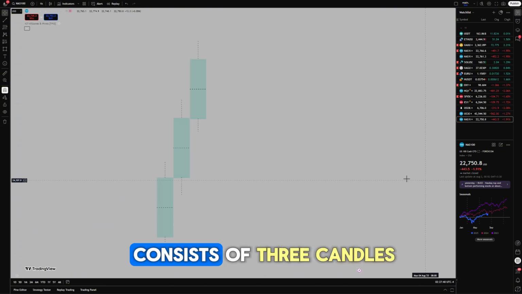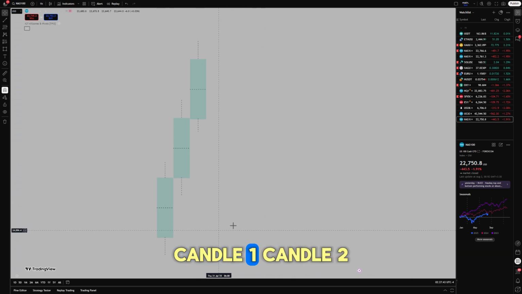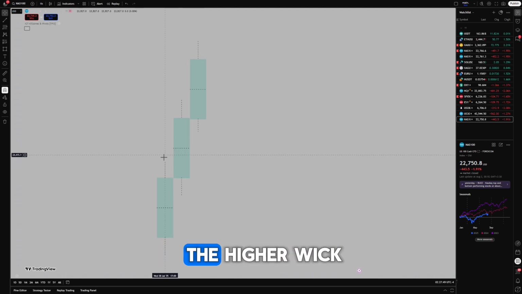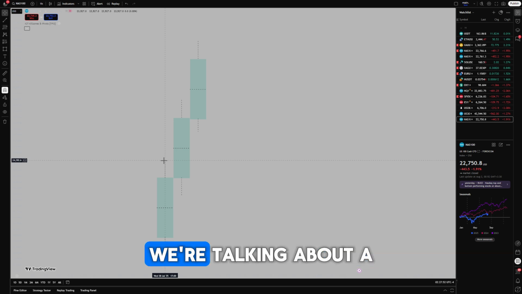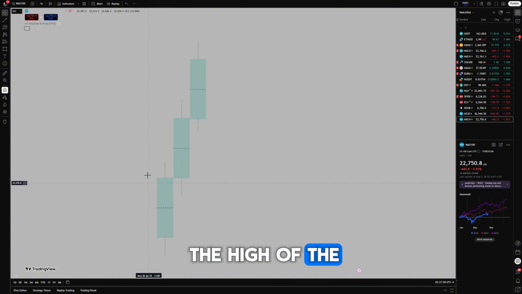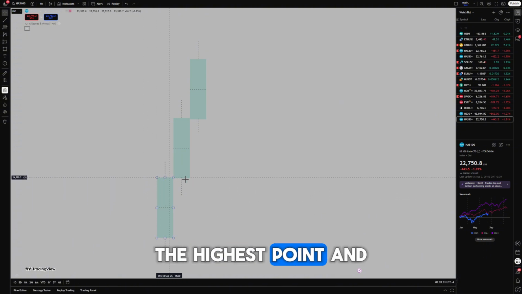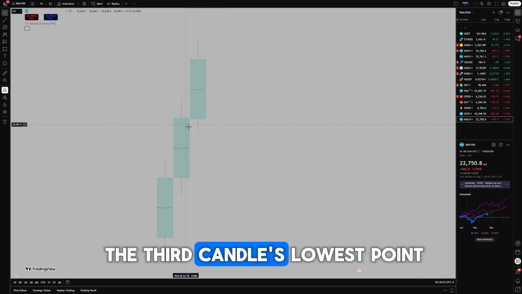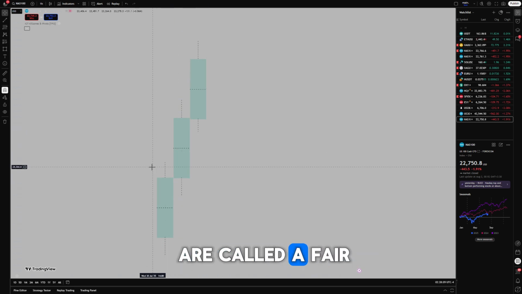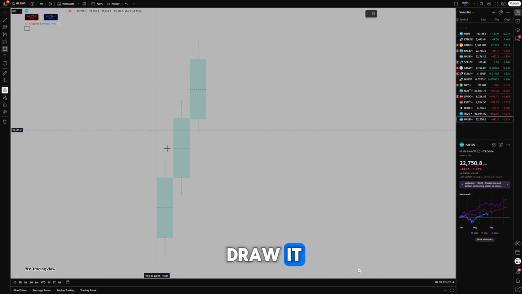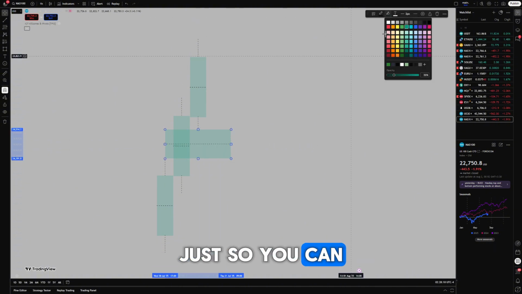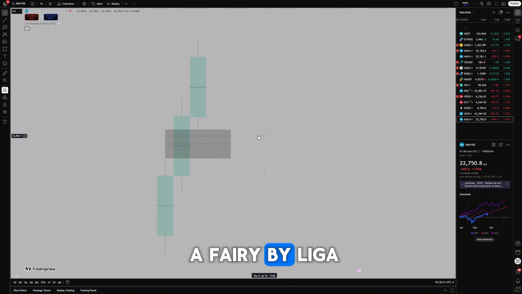A fair value gap consists of 3 candles: candle 1, candle 2, and candle 3. We're talking about a bullish fair value gap at the moment. In a bullish scenario, the high of the first candle, the higher wick, the highest point, and the third candle's lowest point, the wick, the gap between those is called a fair value gap. This is how you would draw it, from the high here to the low here. I'm going to change the color of this just so you can see it more easily. Right there, that is a fair value gap.